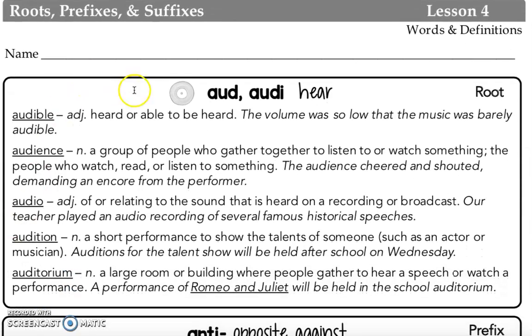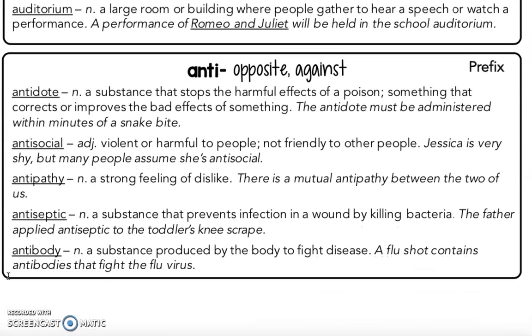Lesson 4, our root word was aud or audi, which both mean hear. Those words were audible, audience, audio, audition, auditorium. The prefix for Lesson 4 was anti, which means opposite or against. Sometimes it's pronounced anti. So we have antidote, antisocial, antipathy, antiseptic, or antibody. Remember, go back to Lesson 4 if you need to hear me read these definitions to review.